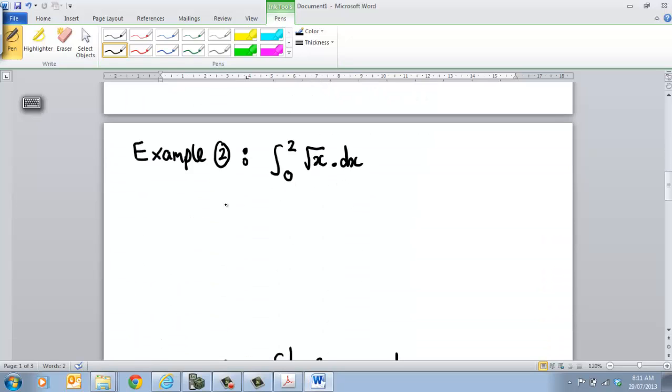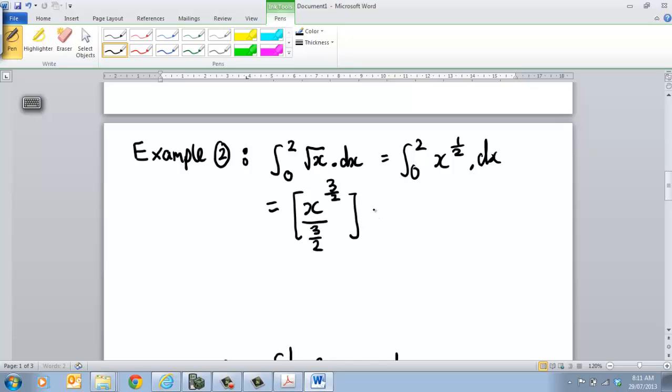Alright, so if I'm going to integrate that, I'm going to first of all write that as the integral from 0 to 2 of x to the half. That's the easiest way of thinking about that. So when I integrate that, I add 1 to it, so that's going to become 3 on 2, and then divide by 3 on 2 as well, which we can write if we want to as 2x to the 3 on 2 on 3. I'll do that in a second.